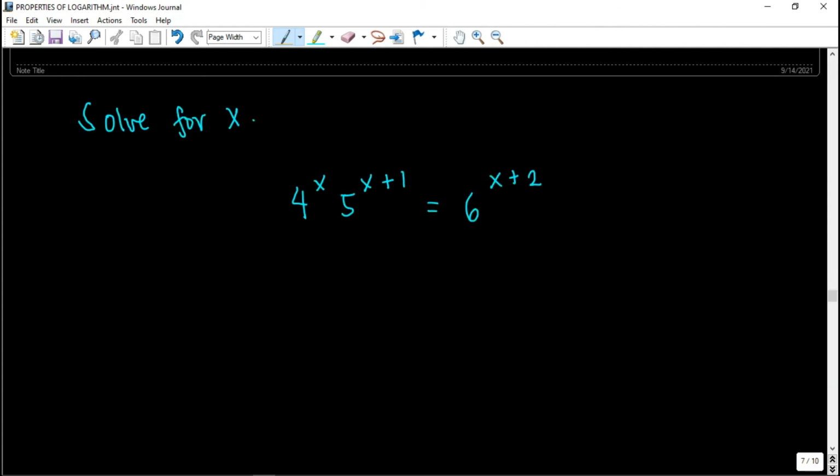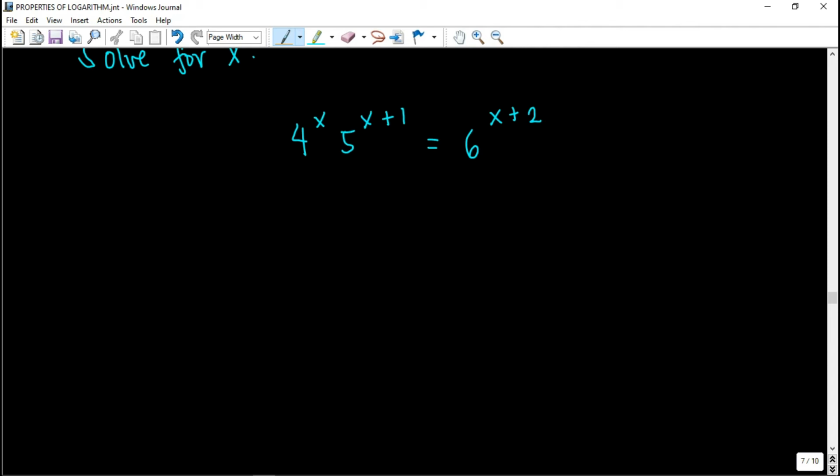Let's go to our last problem. Solve for x in this equation. 4 raised to x times 5 raised to x plus 1 is equal to 6 raised to x plus 2. So this is the problem. We need to find the value of x. In order for us to get the value of x, we are required to get the natural logarithm of both sides, or the common logarithm of both sides. You can use common logarithm or natural logarithm. Either way, you will get the same answer, as long as you do it on the left side and also on the right side.